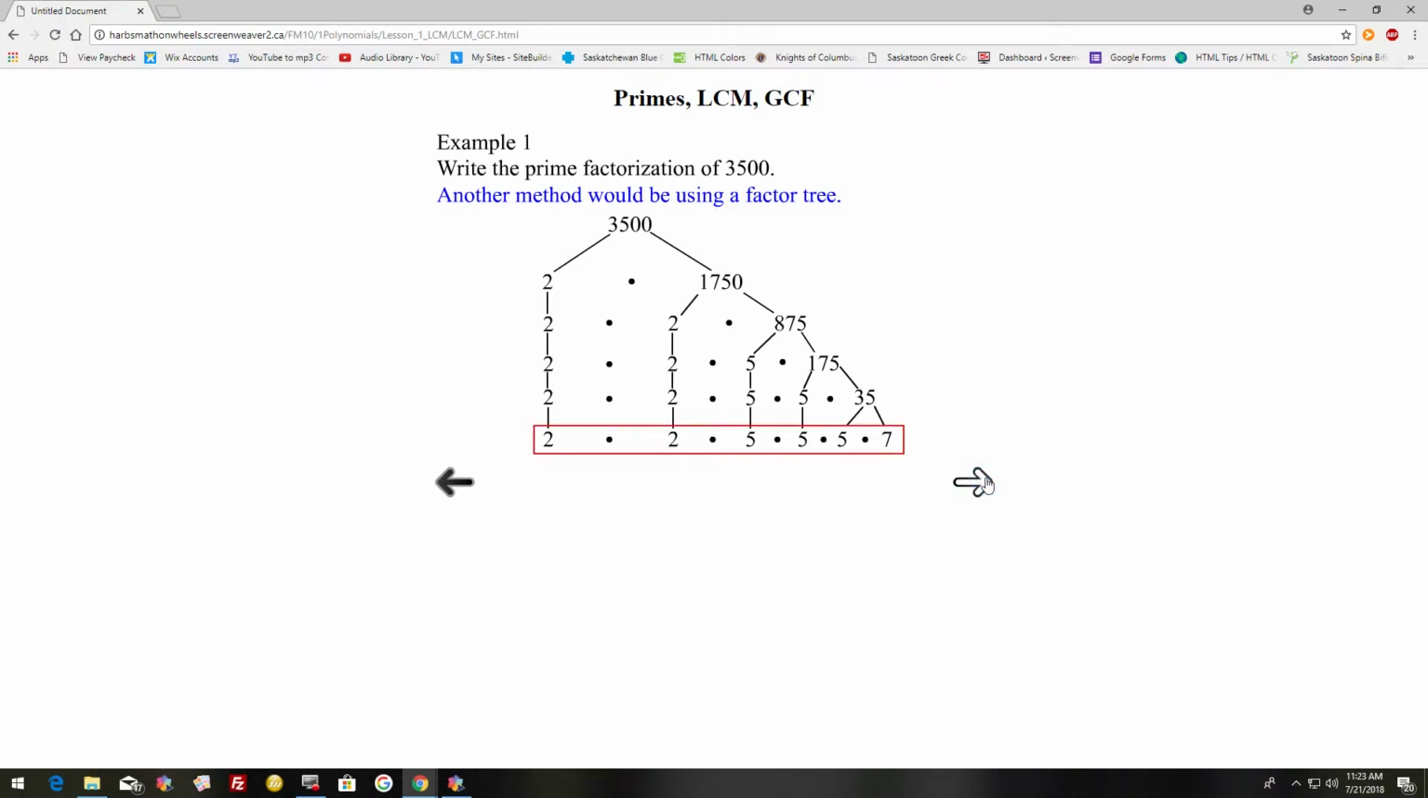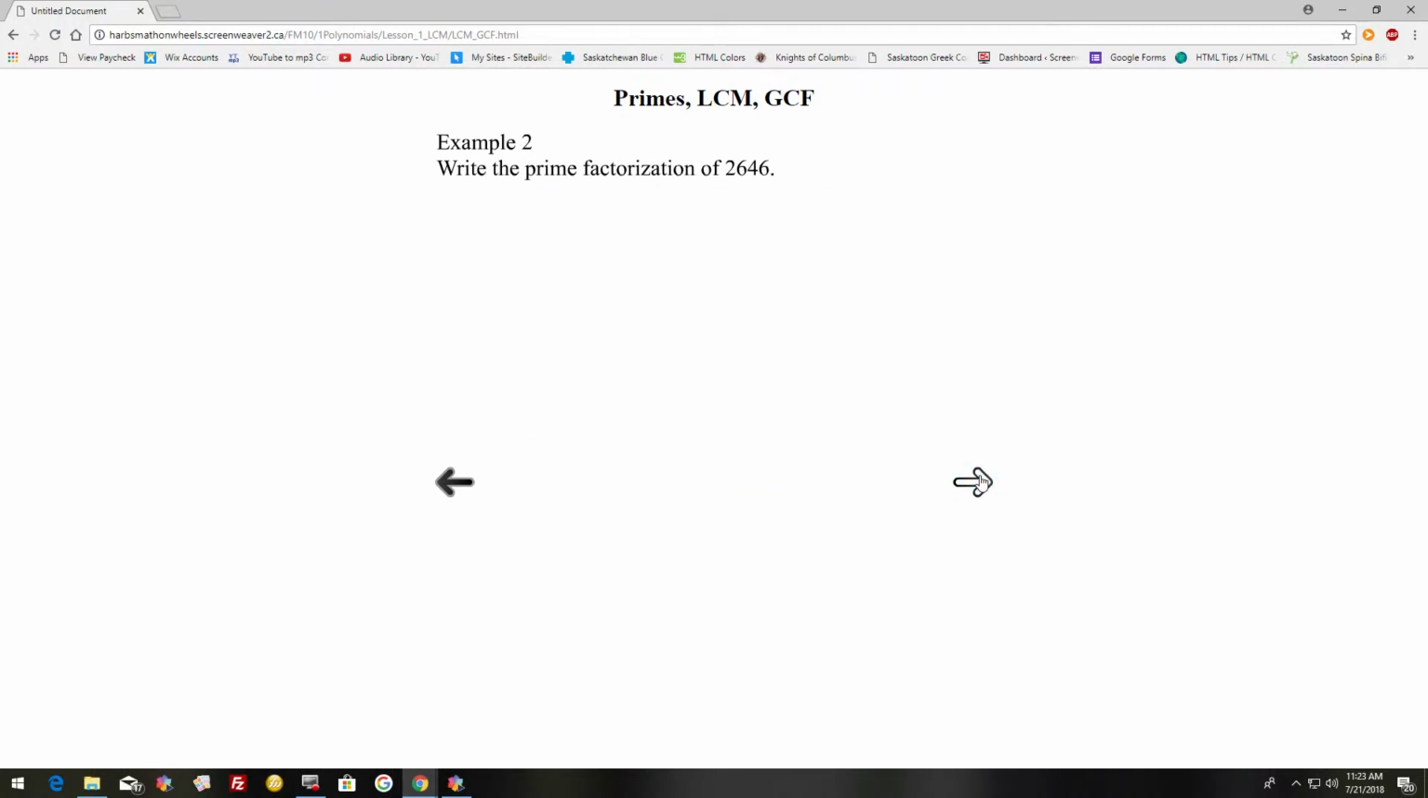Once we hit 7, we know that 7 divided by 7 is 1. We're going to get 1 there. We have our primes listed right across the board here. 2 times 2 times 5 times 5 times 5 times 7. Or 2 squared times 5 cubed times 7 gives us our number.